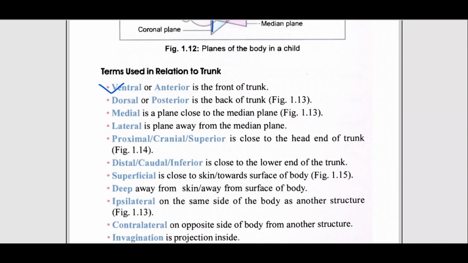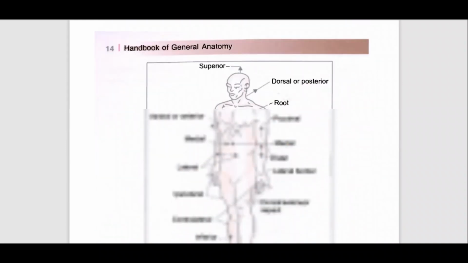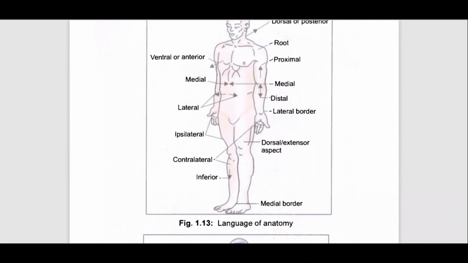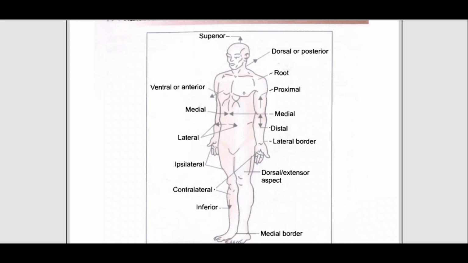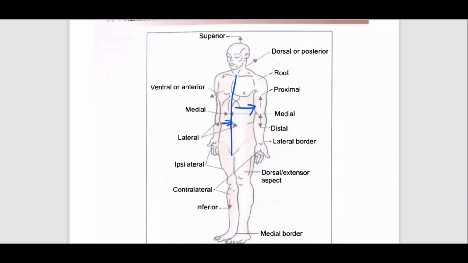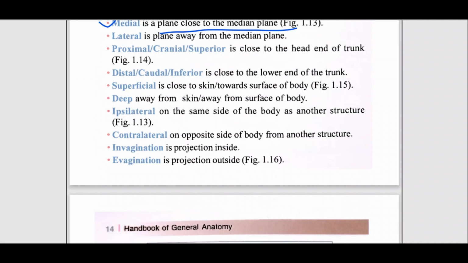Now, terms used in relation to trunk. Ventral means front of the trunk or anterior. Dorsal means posterior or back of the trunk. Medial is a plane which is close to the median plane. Now look, I will again shift towards this figure 1.13, it is described here कि जो ये आपका median plane है, अब इसके जो करीब होगा that will be your medial, while इससे जो दूर होगा that will be your lateral one, lateral term. अब इसके बाद है lateral is the plane away from median plane.